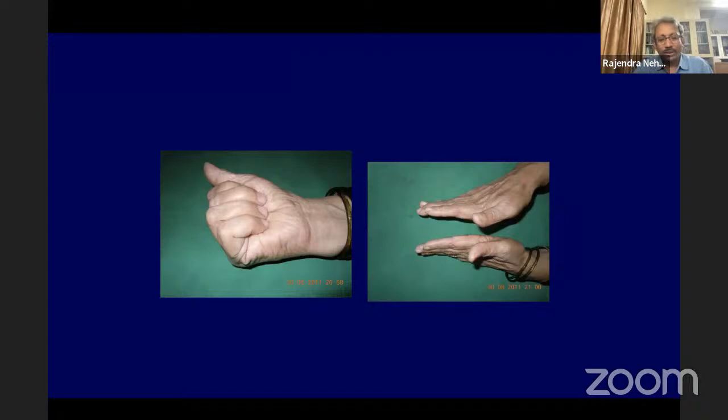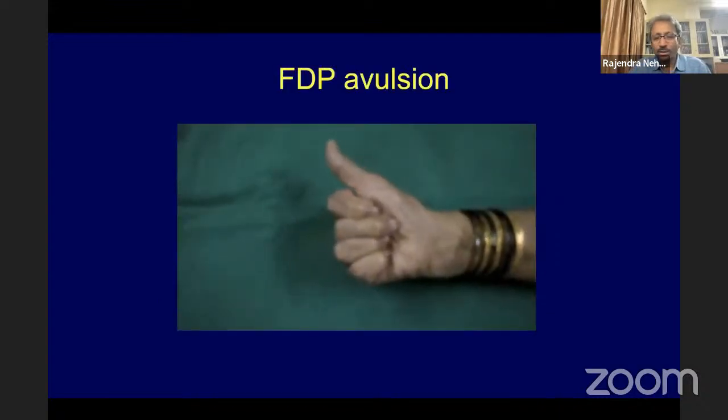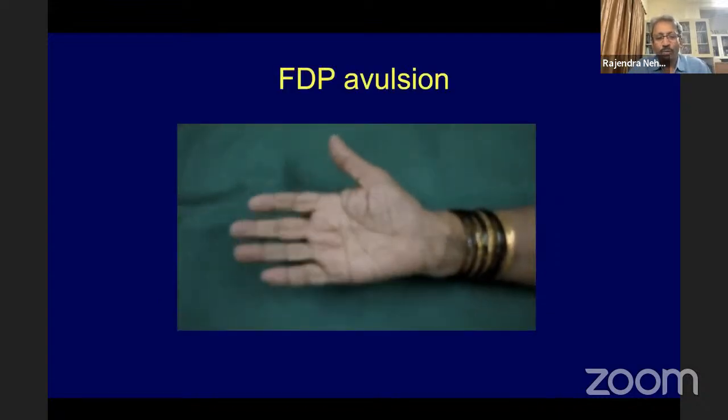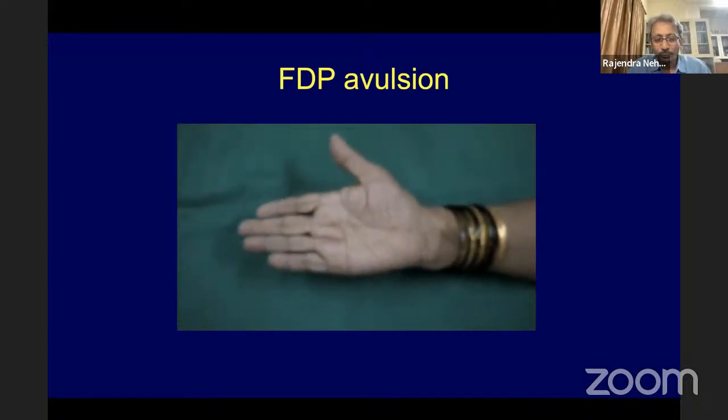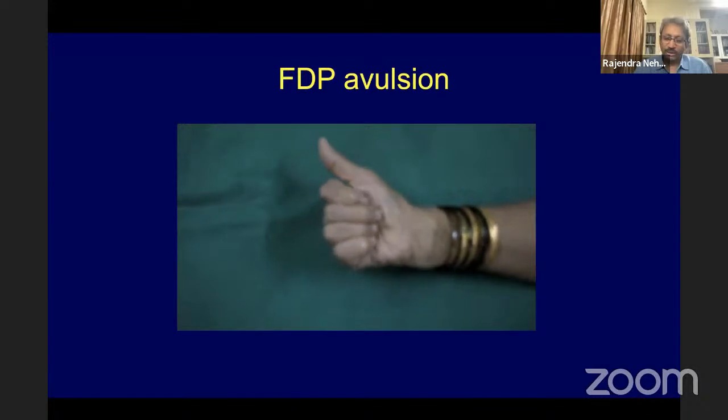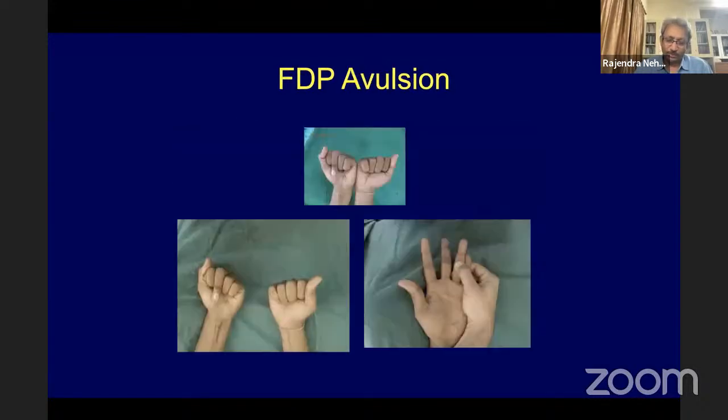In spite of that, you will find there is incomplete flexion of the DIP joint of the middle finger. And you can see in extension also, the patient is not able to extend it completely. So there is a deficit in the flexion to some extent. And this is the result. You can see a good flexion of the DIP joint though. And obviously the patient was extremely happy with this result.